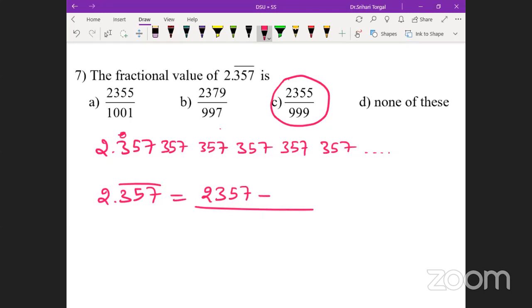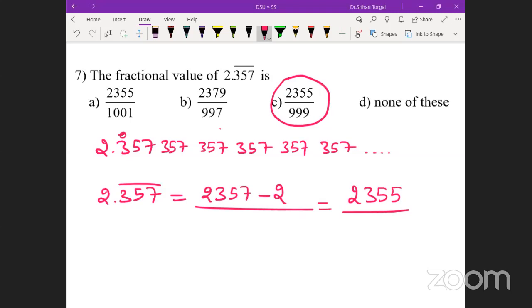Minus. Now wherever bar is there, do not consider those numbers. Don't worry about the number which has the bar above it, 7 bar, 5 bar. What is that number which is free from that bar above? What is that number? 2, correct? Just subtract that number. 2355 directly. Now I'll tell you how to write the denominator.